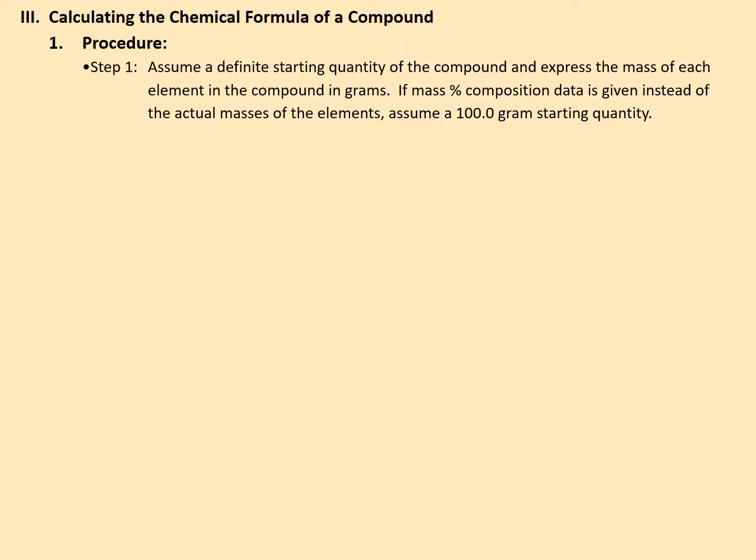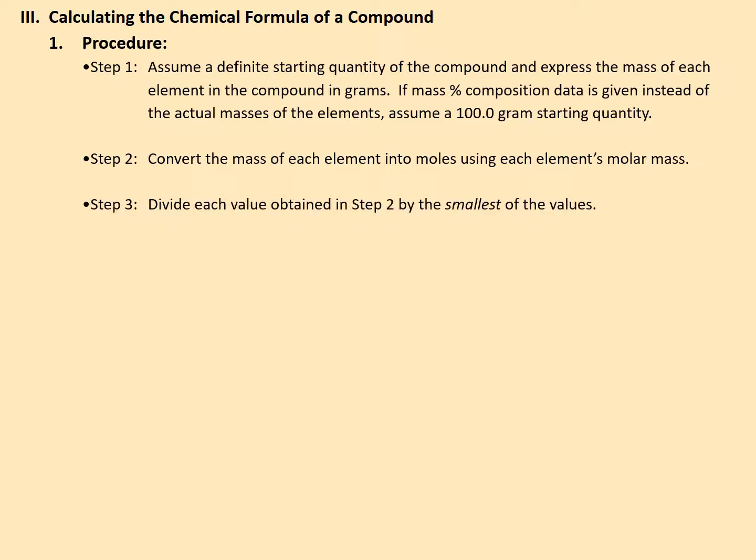Once you know the masses of each of the elements in your compound, the second step is you have to convert those masses into moles. Remember that elements, when they come together to form compounds, they don't do so by mass, they do so by particles. So that's why we have to convert masses into particles, and of course we're going to use the unit moles to do this.